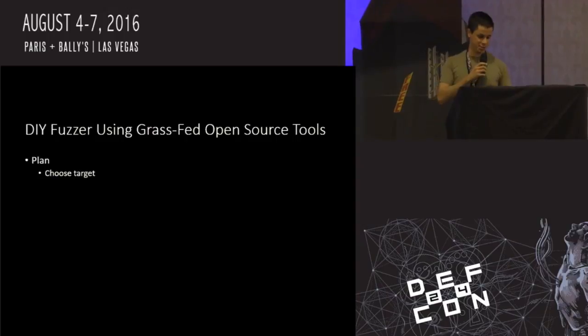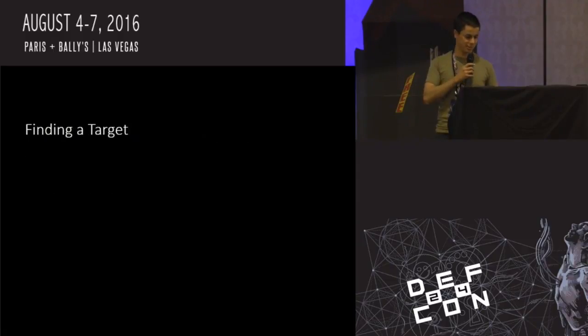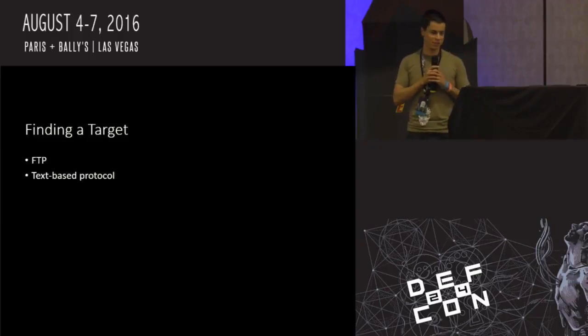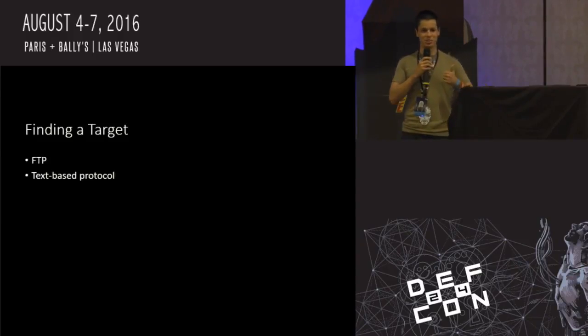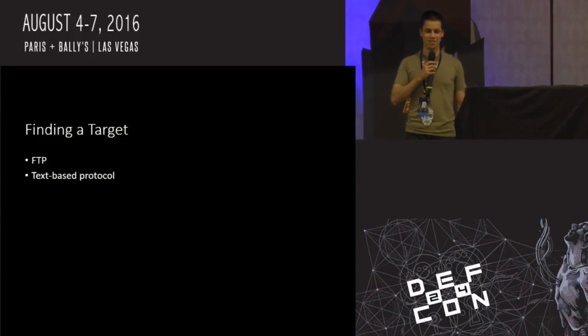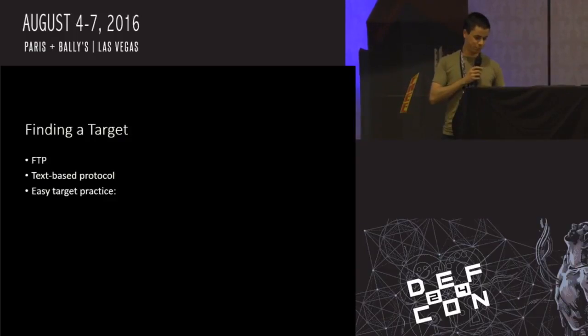So the plan here is to choose a target, define the protocol, fix all your framework bugs, and fuzz. And hopefully that second to last step is not as big a deal now as it was before. But it might be. I'm sure there's lots of bugs in there still. And so finding a target, we'll use FTP for a demo, primarily because there's a Sulley FTP demo that somebody somewhere wrote online, and that's how I got started with Sulley. So I owe that person a big thank you.